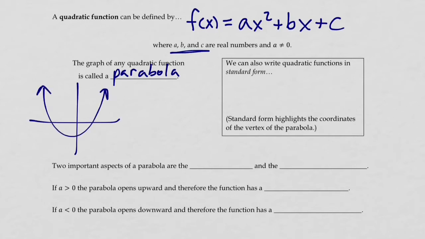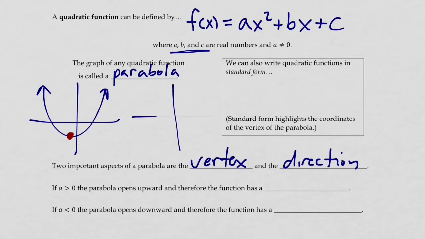There are a couple of important characteristics to notice. Because it's a U-shaped graph, there's going to be a point where it bends and makes that U shape. That's called the vertex. And the U shape can point either upward or downward, so the direction that the graph faces is also pretty important to recognize. We can recognize these things by analyzing the values of a, b, and c.